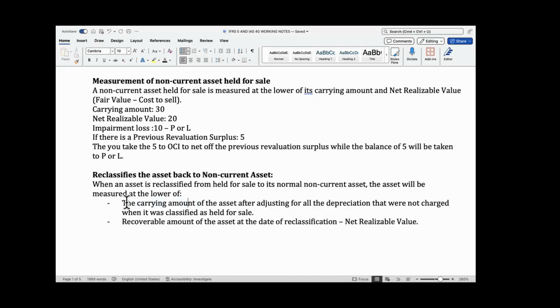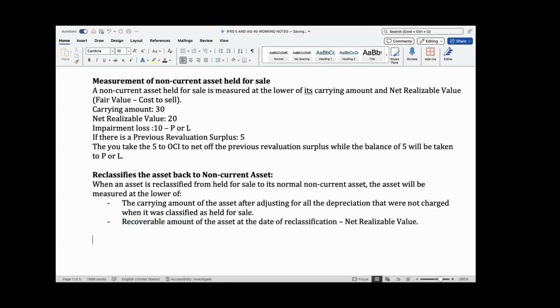And don't overlook this second point, the recoverable amount of the asset. You were actually looking at the lower of the two. The lower. So don't just concentrate only on the carrying amount after removing all the depreciation you did not charge. No, don't concentrate only on that. Also get the recoverable amount of the asset and get the lower of the two. That's what we're looking at.